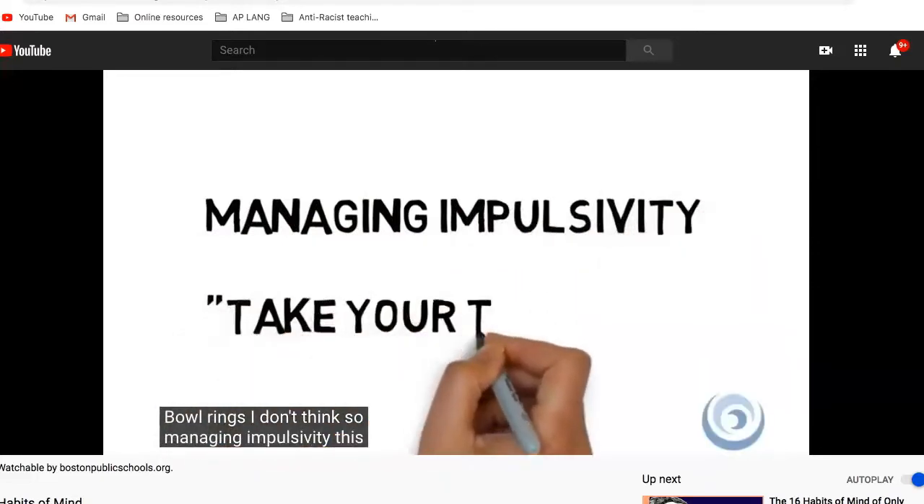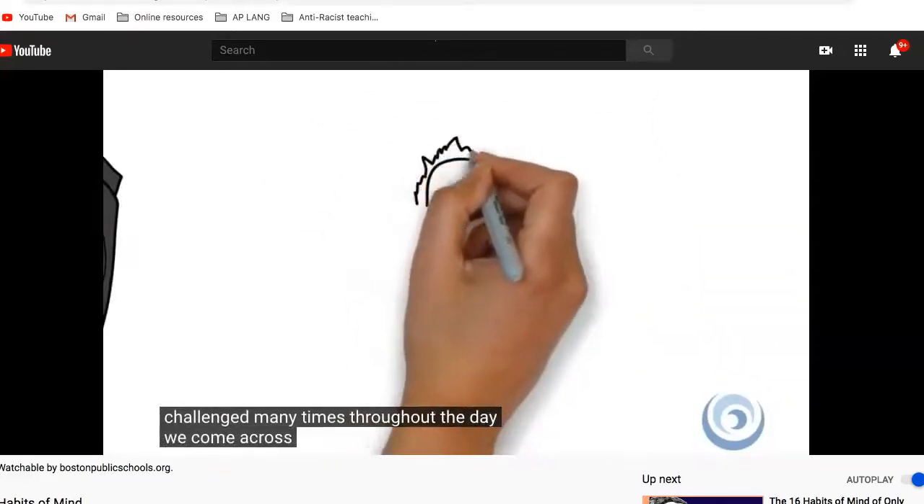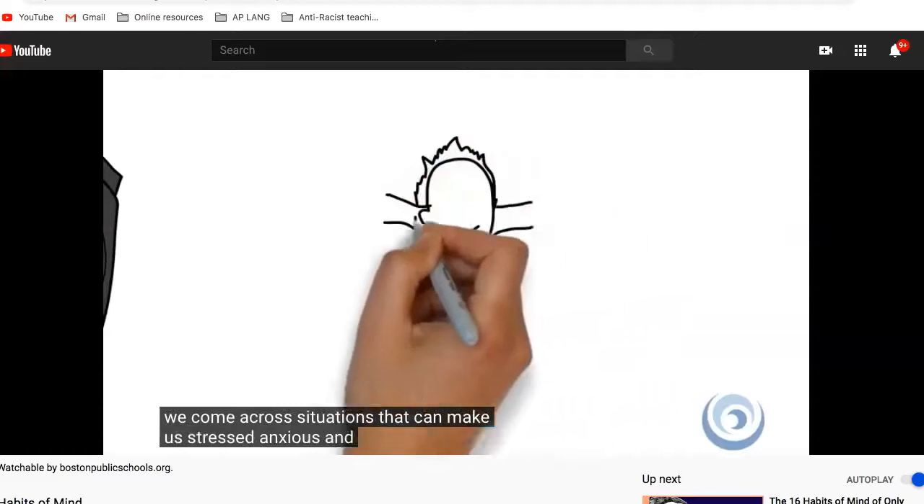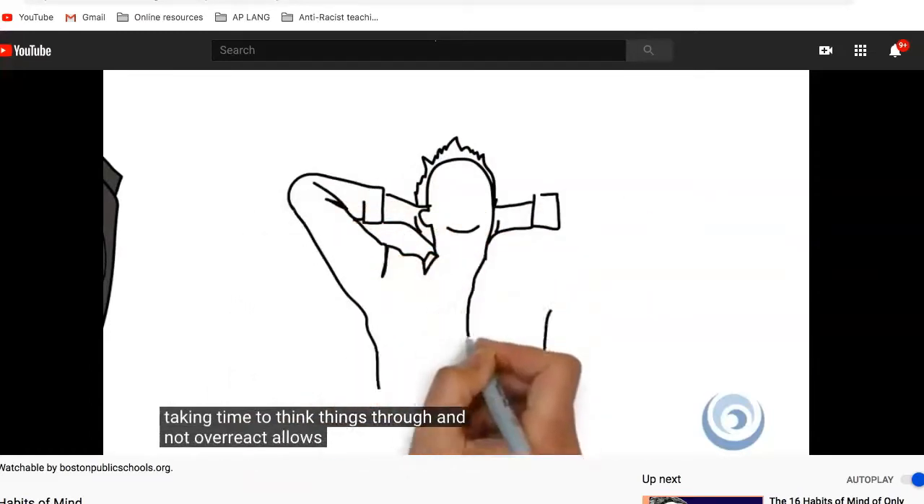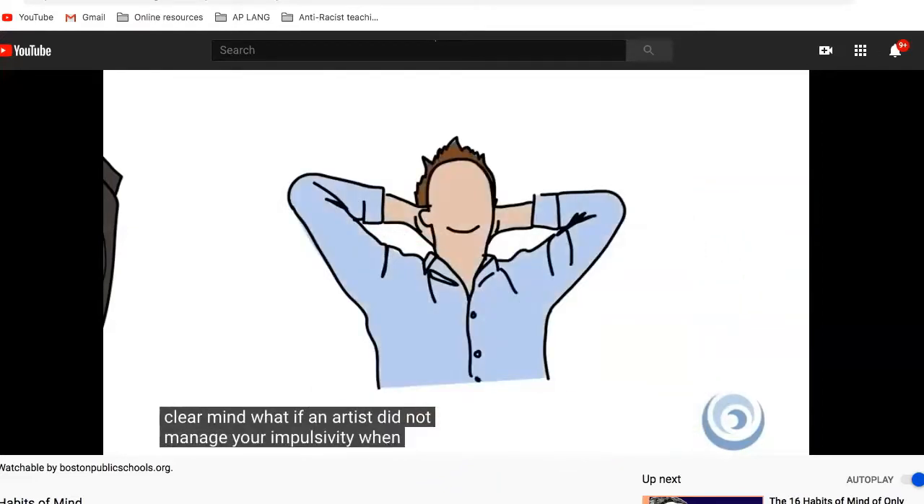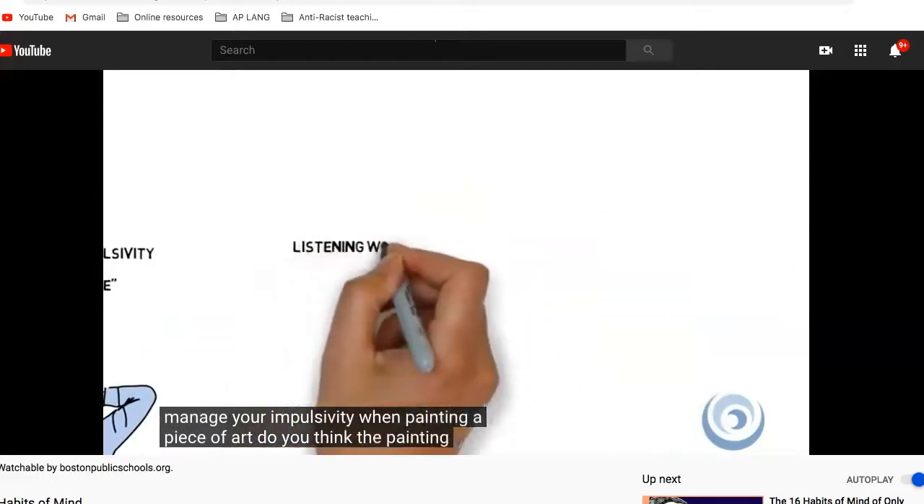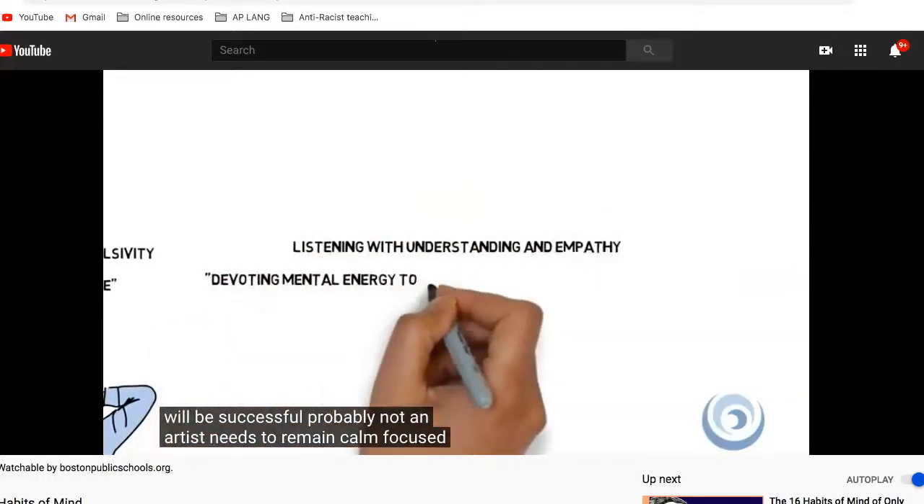Managing impulsivity. This is when one remains calm when stressed or challenged. Many times throughout the day, we come across situations that can make us stressed, anxious, and overwhelmed. By taking time to think things through and not overreact allows one to think with a clear mind. What if an artist did not manage their impulsivity when painting a piece of art? Do you think the painting will be successful? Probably not. An artist needs to remain calm, focused, and patient.